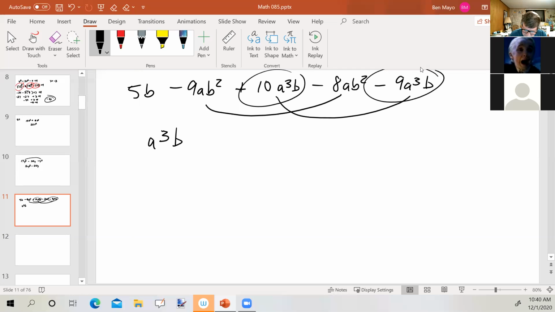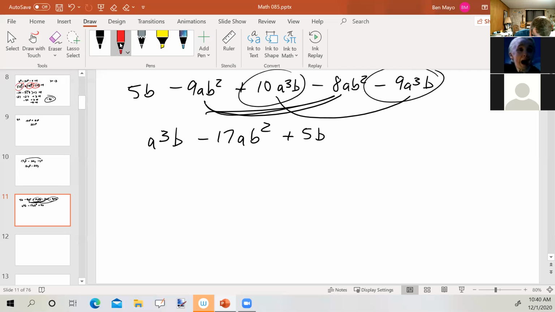Then I'm going to put, let's see, my next highest power of a would be just plain old a to the first power. Minus 9ab squared minus 8ab squared would be minus 17ab squared. And then finally, plus 5b. Our final answer is a trinomial of degree 4.